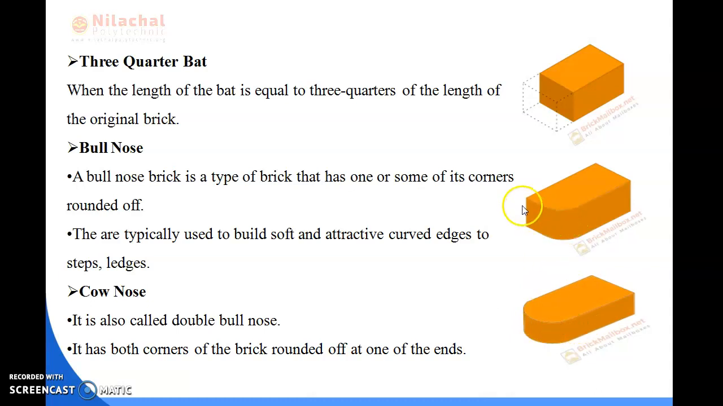Okay, and here you can see this one corner has been rounded up. This is known as bull nose, and these two corners have been rounded up. This is known as double bull nose, or we can say it as cow nose.